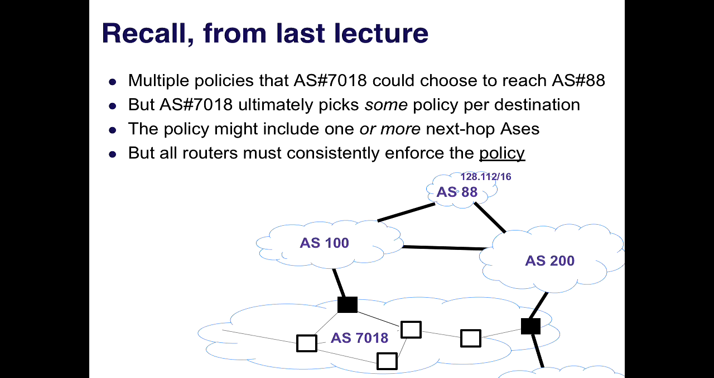AS7018. So I would give them an equal local preference. And then if you look at the path going to Princeton, they're equal length paths. So they're equal in terms of preference, and equal in terms of AS path length. I could, for example, as a policy say, I'm going to use the IGP cost to split traffic between 100 and 200. So some routers that are closer to here will go this way, and some routers that are here will choose the other path. So for the single policy that you choose, the policy could imply multiple next hops, but routers must consistently enforce this choice. Okay?